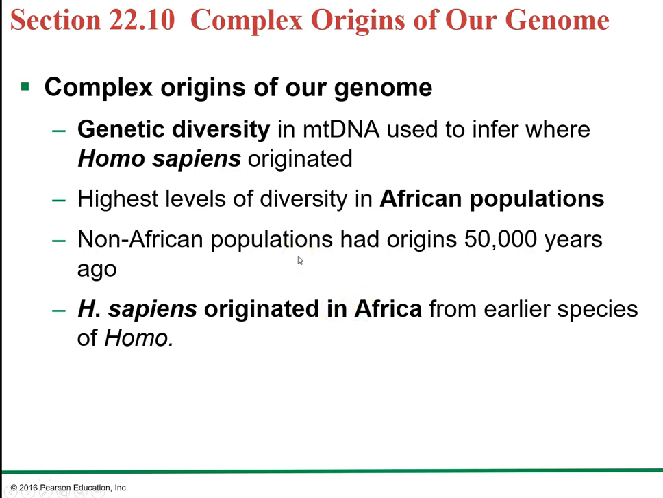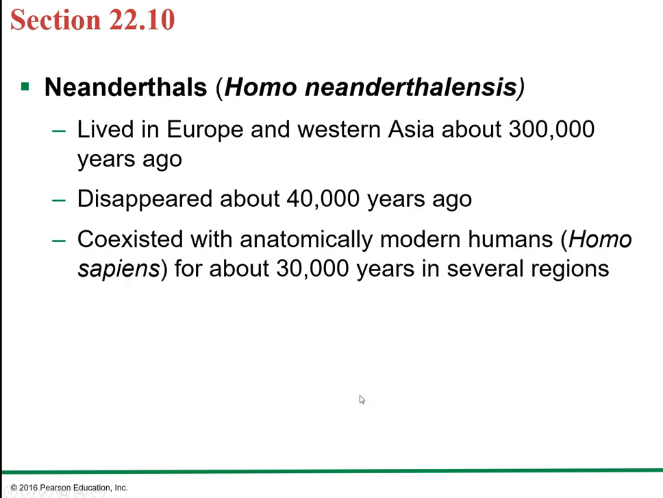One other thing that obviously these tools are used to study is the origin of humans, or where the species Homo sapiens originated from, okay? So it says genetic diversity, so obviously DNA sequence is used to infer where Homo sapiens originated. And we see the highest levels of diversity in African populations. Non-African populations had origins about 50,000 years ago. Basically, the data indicate that Homo sapiens originated in Africa, right, from earlier species of the genus Homo.